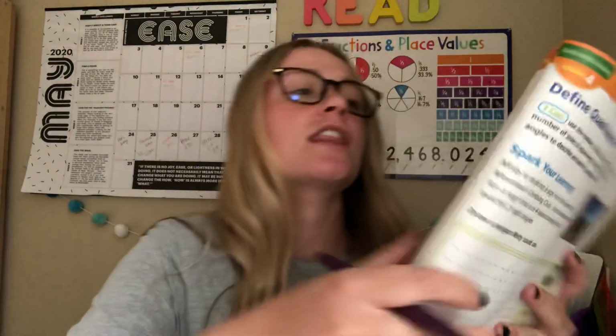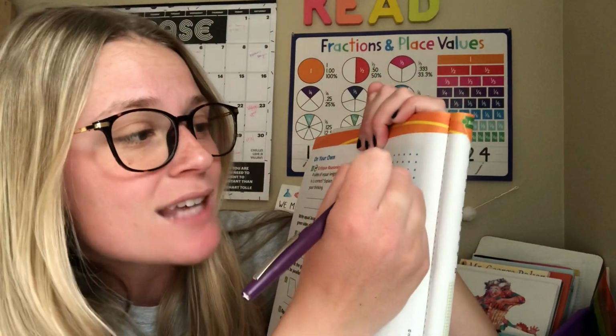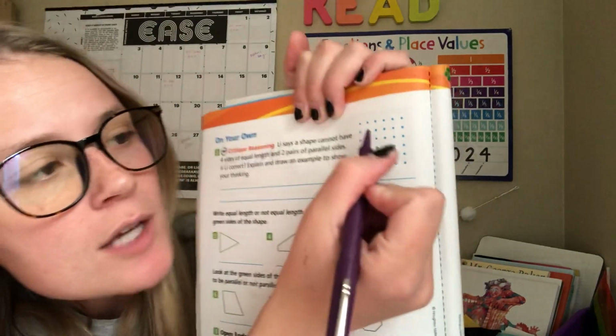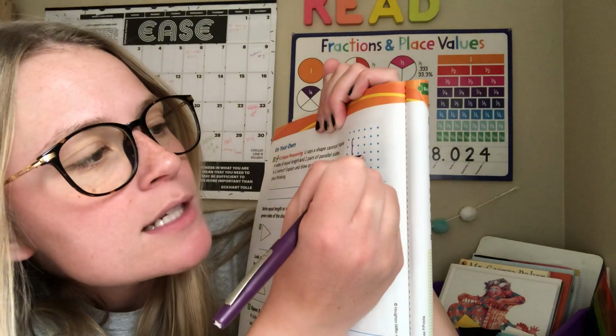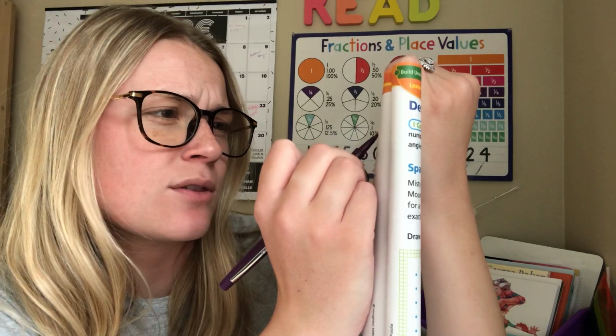Are we thinking of something? And 2 pairs of parallel sides. Now, automatically, if we're thinking 4 sides that are all the same, we're thinking square. Now we need to think, do we have 2 sets of parallel sides if we make a perfect square? So I'm going to count the dots, 1, 2, 3, 4, 1, 2, 3, 4, 1, 2, 3, 4.